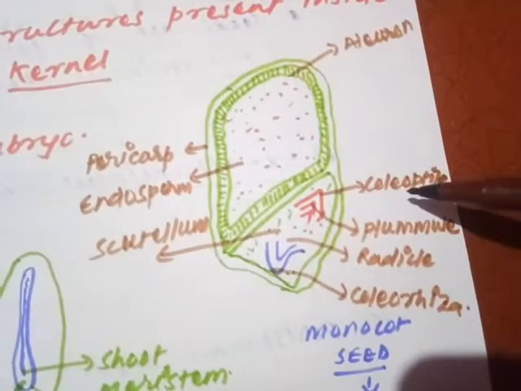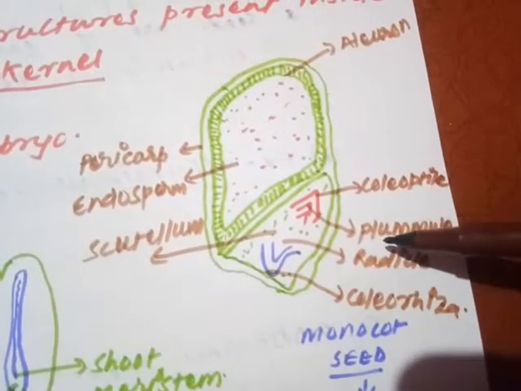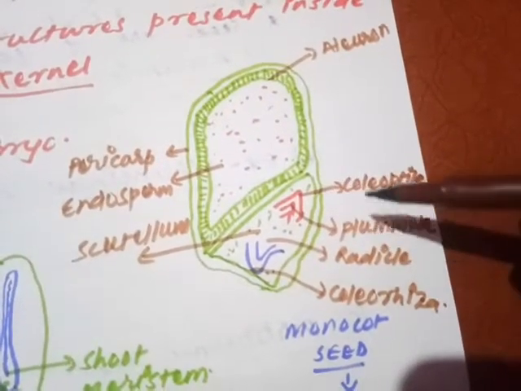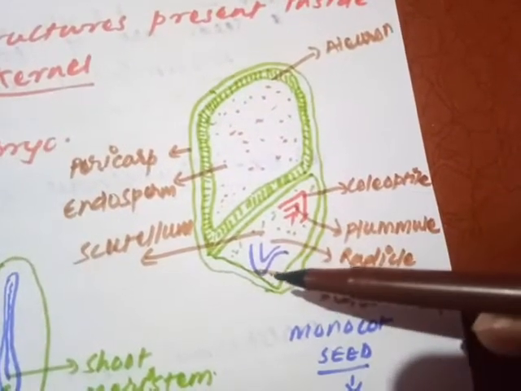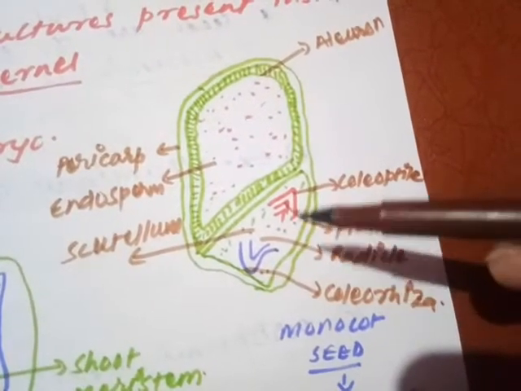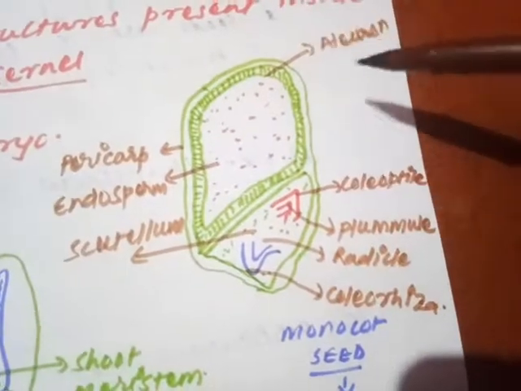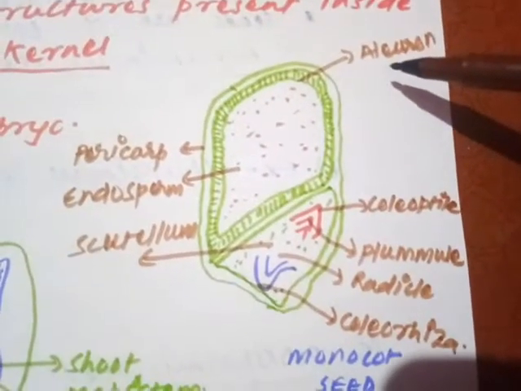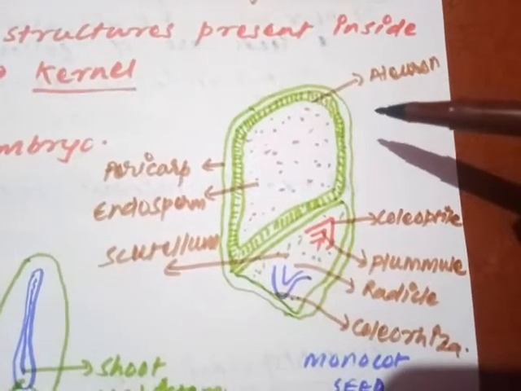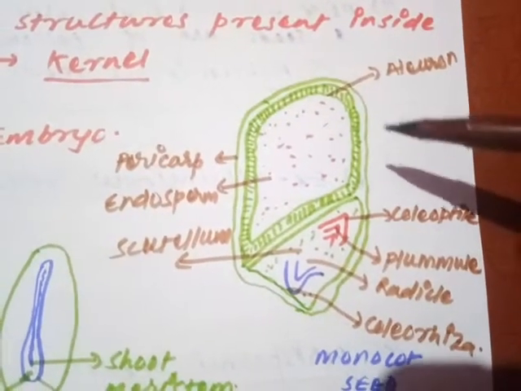Here we are able to see the coleoptile and the plumule. The coleoptile is a theca covering around the plumule. And here we are able to see the radicle and the coleorhiza. The coleorhiza is the structure which encircles the radicle. One important thing that I have written here is aleurone. Sometimes the endosperm is very rich in protein content. That time this is called what? Aleurone. Is this clear?